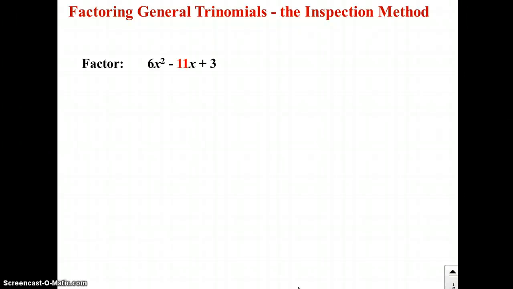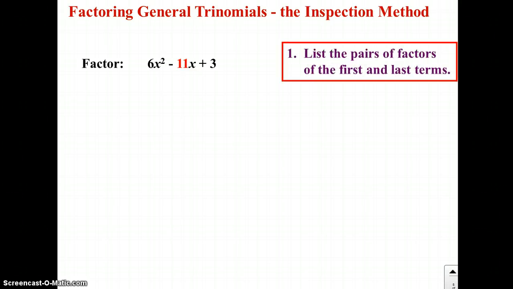All right, we're going to now factor a complex trinomial using the inspection method. So the first thing we're going to do is list pairs of factors of the first and the last term. So all the factors of 6, 1 and 6, 2 times 3. All the factors of 3, 1 and 3. We're now going to do a cross multiplication of these factors, and figure out which products will add to negative 11. So just watch.